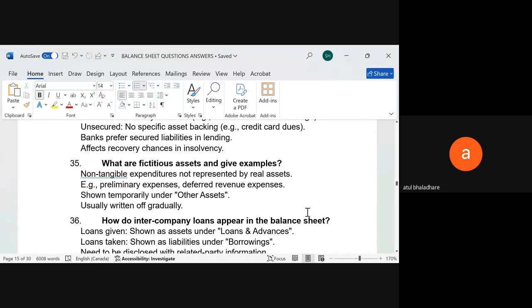Question 35. What are fictitious assets? Give examples. Non-tangible expenditures not represented by real assets. Examples: preliminary expenses, deferred revenue expenses, shown temporarily under other assets, usually written off gradually. Every year they will write off slowly. Good, thank you.